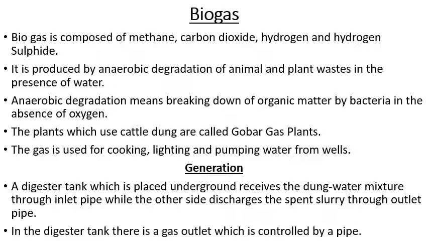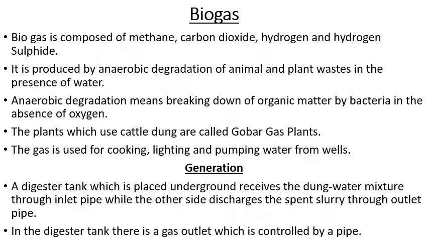Slurry means that after the process happens inside the digester tank, the slurry will be thrown out by the outlet pipe on the other side. Inside the digester tank, there is a gas outlet. One more pipe will be there, which is controlled by a valve. This gas will directly reach the stove which is connected. So in this way, this biogas is generated.